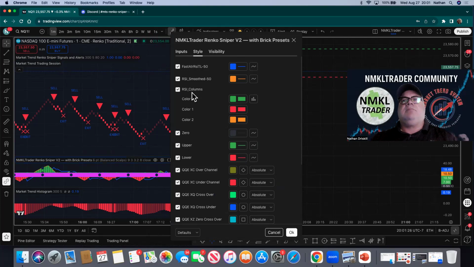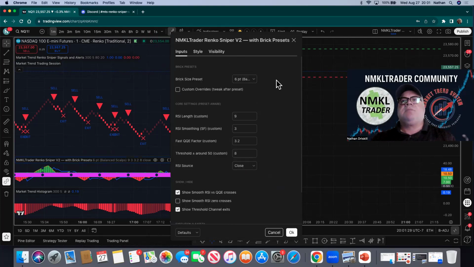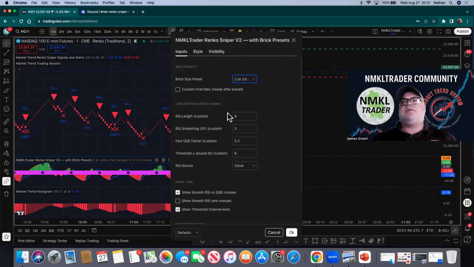And first thing I want to do is go over the inputs. Now, this brick size preset, if you like super fast scalping, this is for you. You select the size you want. Okay, if you're on a 2-point, 4-point, 6-point, 8-point, you select it and you decide what you want to trade with. Now, here's the thing. I don't like the super speed. I do like trading 2 at night. I like trading 4, 6, or 8 during the day. Okay. Those are the sizes of the bricks that I like to trade.